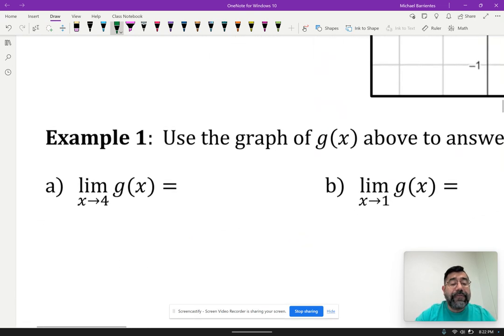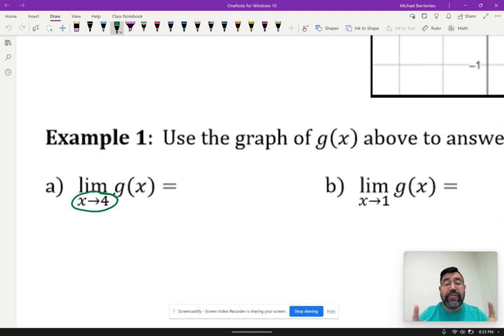And I'm going to read the first one out loud. If you follow along, remember how we read it. We're going to take the limit of the function g of x as x approaches 4. Now, I want to remind you that this tells me where I'm going to focus my attention. I'm focusing my attention in the area around x equals 4.